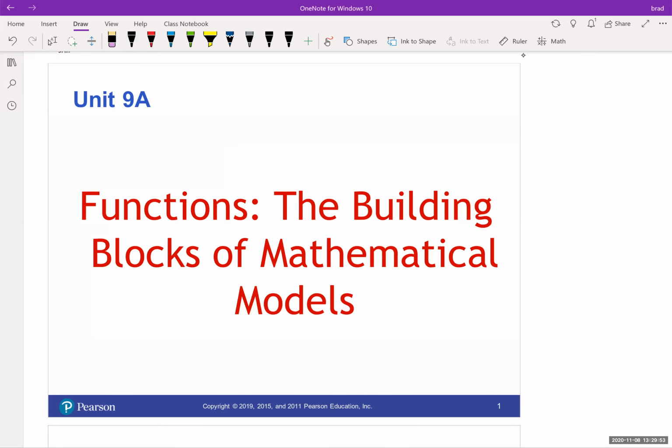Okay, guys, so we're going to move on to 9A, functions, the building blocks of mathematical models. So basically, this first section is just kind of an intro into functions. It's going to give you a little background, kind of the notation, things like that. And then the next section, we'll start working with lines and actually doing some math, I guess you could say. This is more like definitions and background.